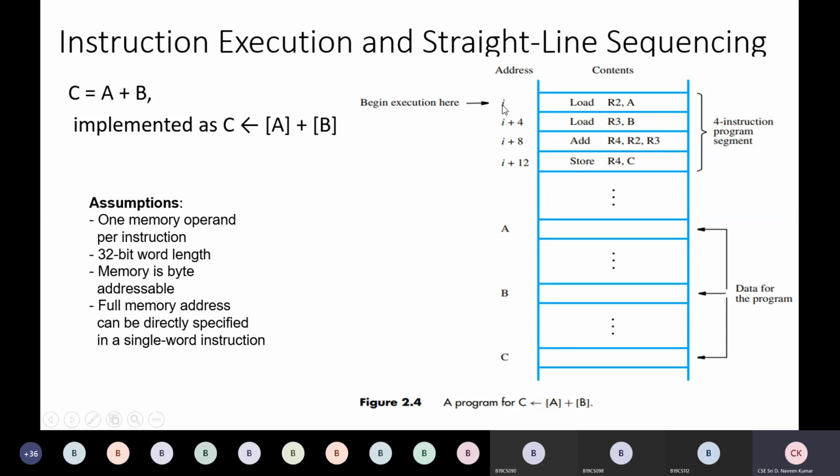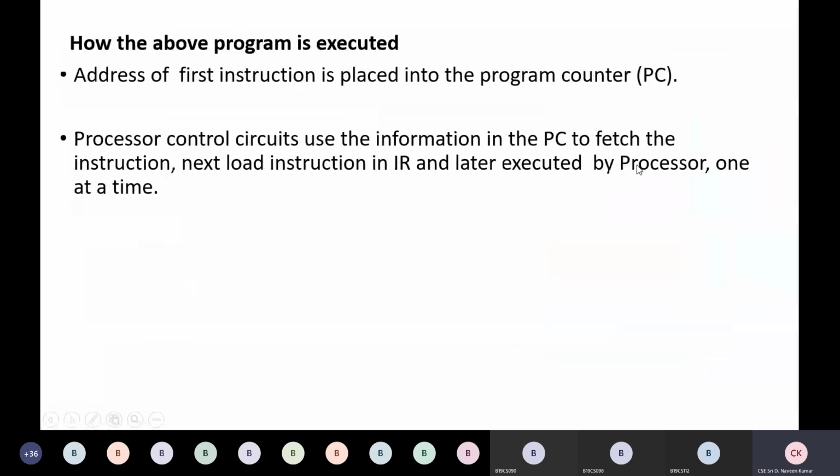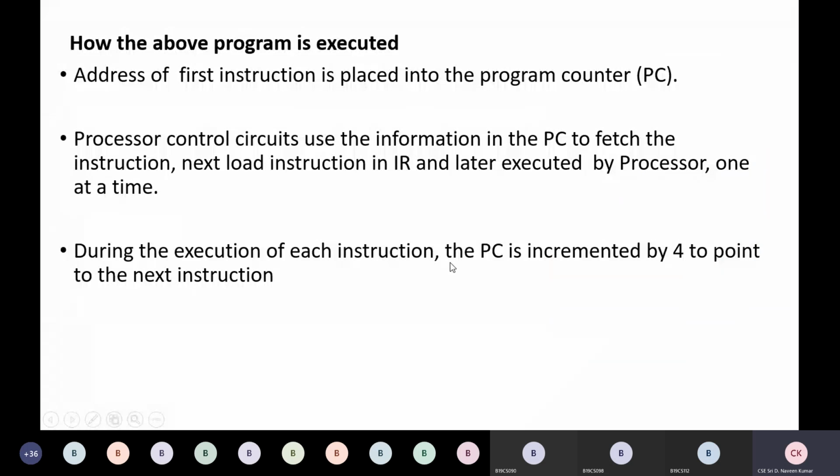So you can see I plus 4. If the program counter contains I as 1000, the next program counter becomes 1000 plus 4, 1004. Based on that address, you get the next instruction into IR. The next program counter loads with I plus 8, 1008. Based on that address, we get this instruction into IR so that the processor can process. Again the program counter loads with 1012, and this instruction gets loaded into IR. So during the execution of each instruction, PC is incremented by 4 to point to the next instruction.